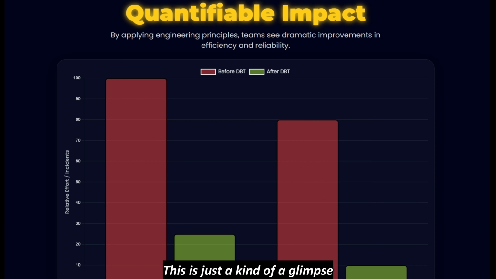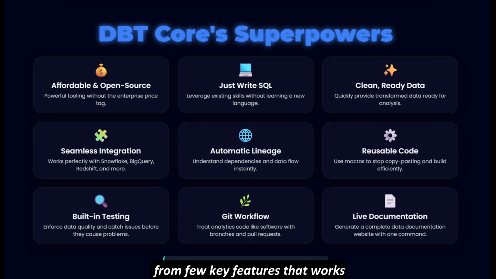This is just a glimpse. So what does this mean for you? It means you can deliver trustworthy information much faster. That makes you the go-to person on your team. And it's not stopping here. You can see DBT's power comes from a few key features that work together really well.